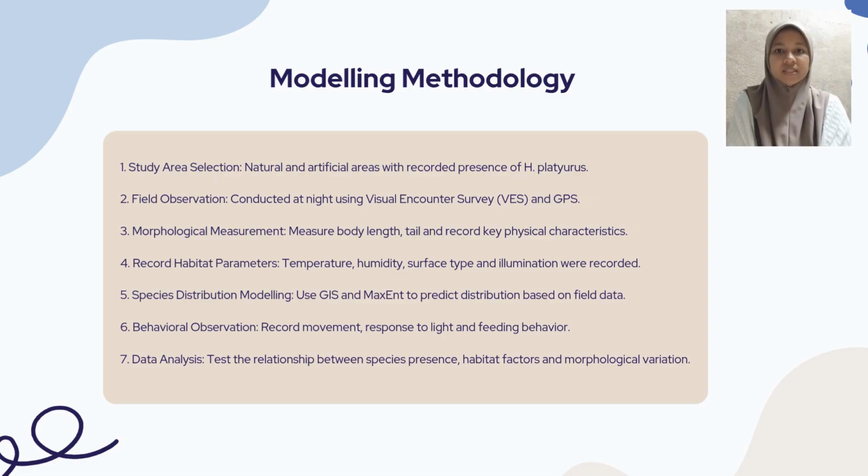Fifth, species distribution modeling. Use GIS and Maxent to predict distribution based on field data. Sixth, behavioral observation. Record movement, response to light, and feeding behavior. Seventh, lastly, data analysis. Test the relationship between species presence, habitat factor, and morphological variation.